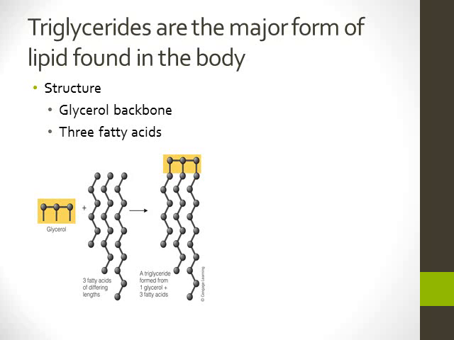Triglycerides are the major form of lipid found in the body. Again, around 95% of the lipids found in the body and in our food sources are going to be triglycerides. The structure of triglycerides, you can see here in this image from your text, is made of a glycerol backbone and then 3 fatty acids. So that's how we get the tri, so tri meaning 3, and then glycerols.